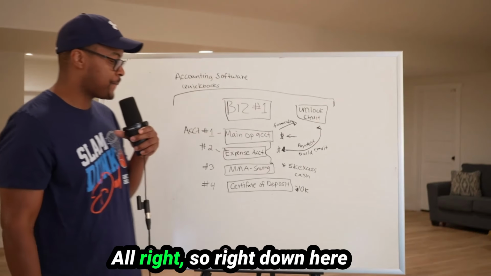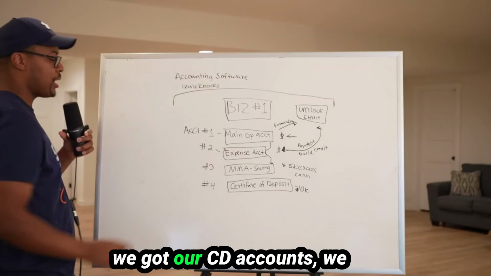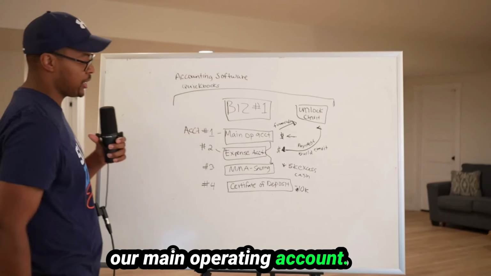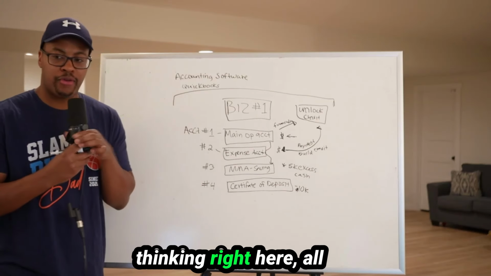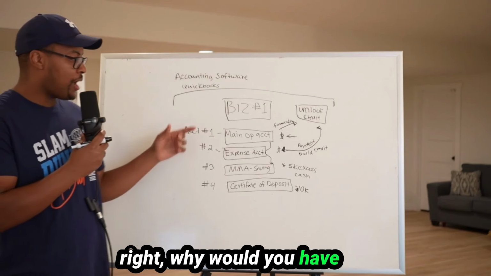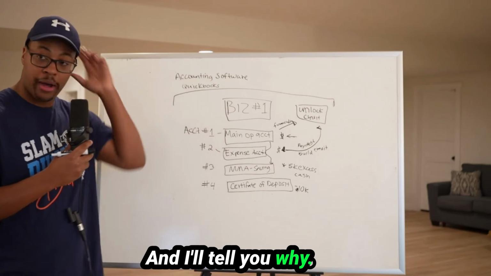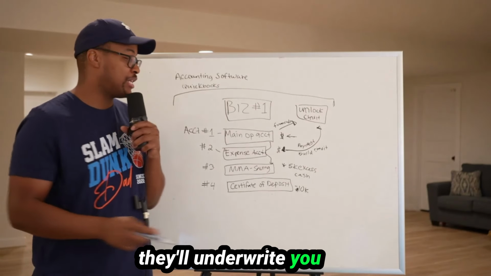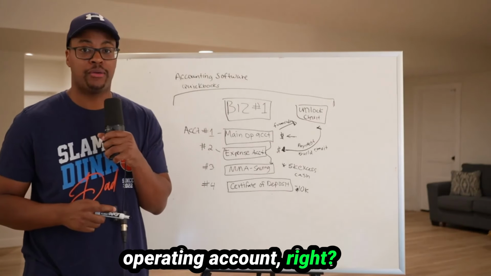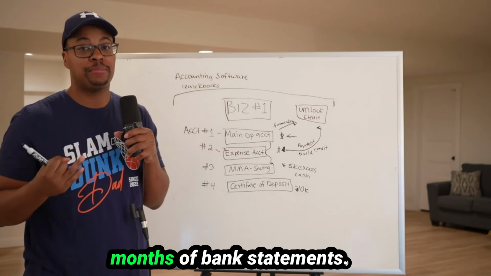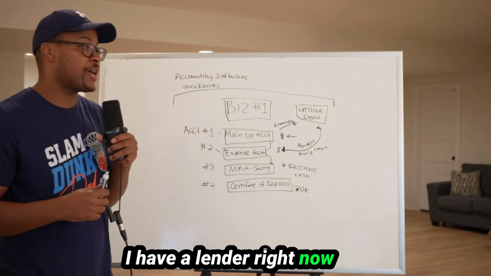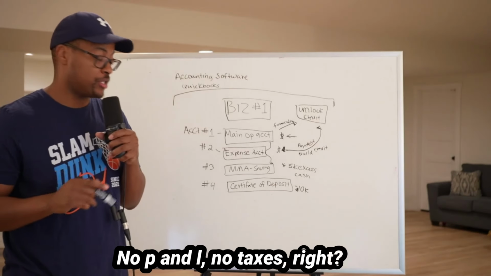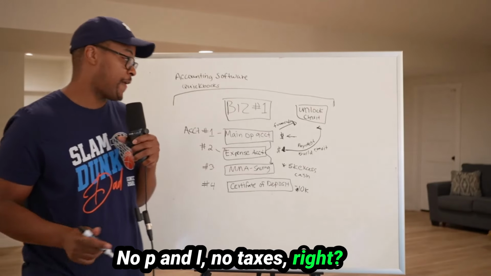All right. So right down here, we got our CD accounts, we got our money market, we got our expense account, and our main operating account. Now, you might be thinking right here, all right, why would you have two different accounts? And I'll tell you why. There's a lot of different fintechs, for example, that will underwrite you based off this main operating account, right? They want to see 3 to 6 months of bank statements. I have a lender right now where you can get a $100,000 line of credit with 6 months of bank statements, no P&L, no taxes, right?